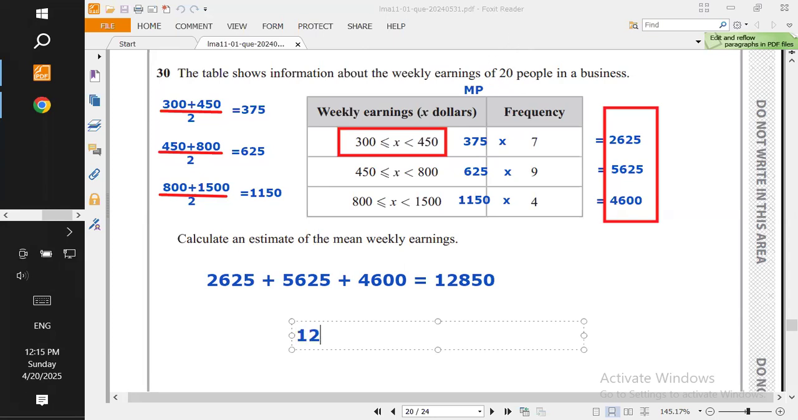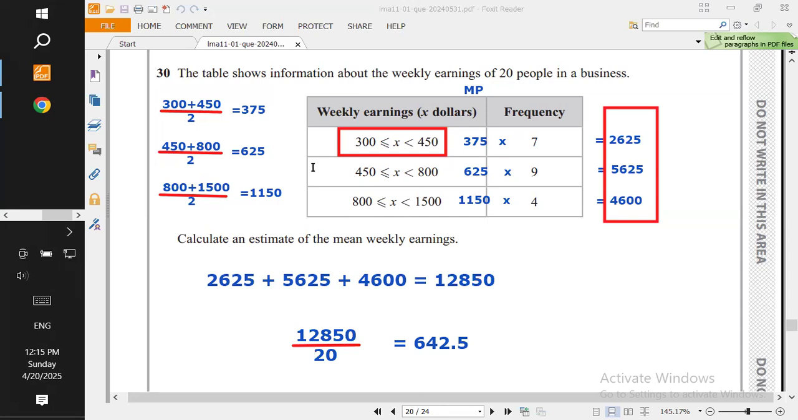So 12,850 divided by 20. Let me make a line of division like this. And this is the final step that will give you the mean for this data. And the answer is 642.5. And this is the mean for these data.